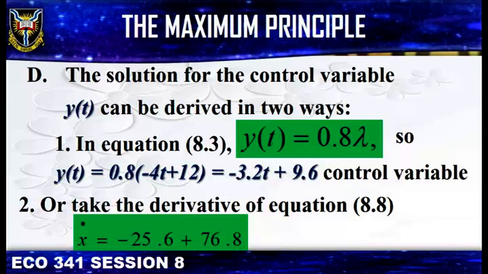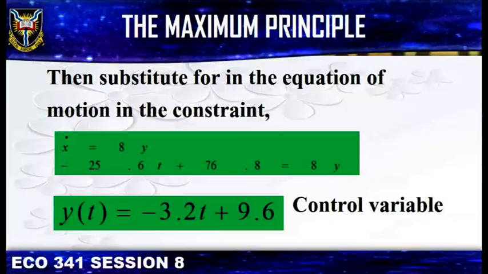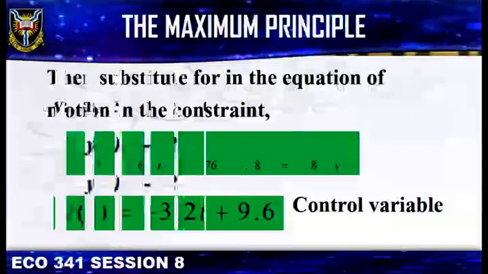2. Or take the derivative of equation 8.8. x dot is equal to minus 25.6t plus 76.8. Then substitute for x dot in the equation of motion in the constraint. x dot is equal to 8y, so minus 25.6t plus 76.8 is equal to 8y. y as a function of t is equal to minus 3.2t plus 9.6, the control variable.